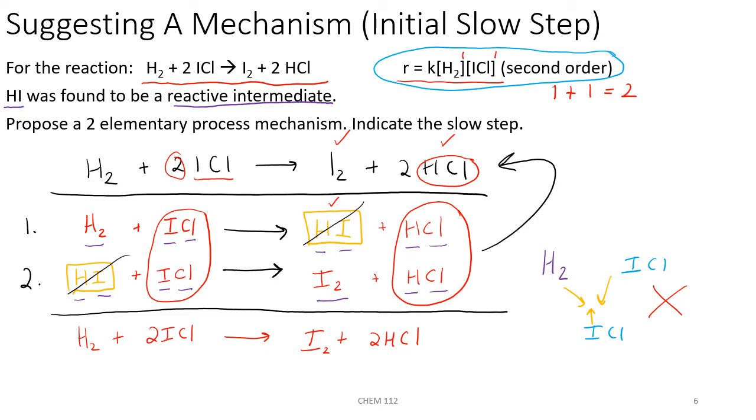So we can write a rate law for step number 1 by looking at the reactants in step number 1 and the coefficients. So the first step rate law would be R equals K times the concentration of hydrogen, and it's going to be to the first order because there's a coefficient of 1 out in front in our first step, times the concentration of ICl raised to the first order because there's a coefficient of 1 in front of ICl in our first step.